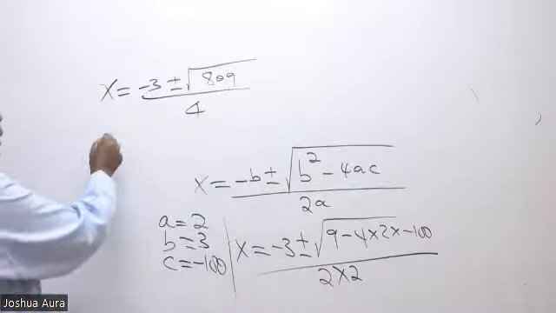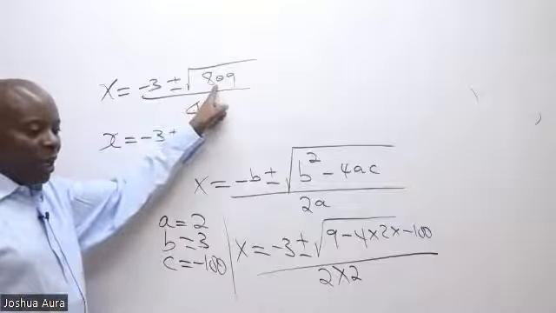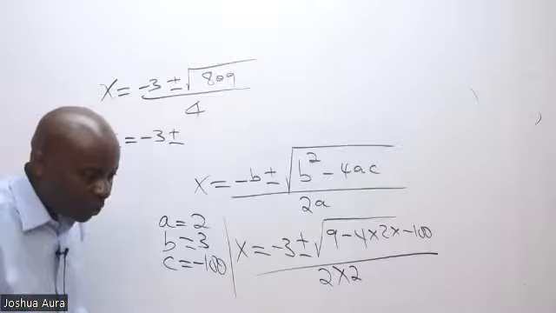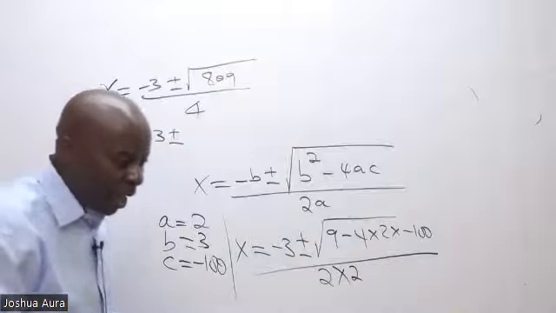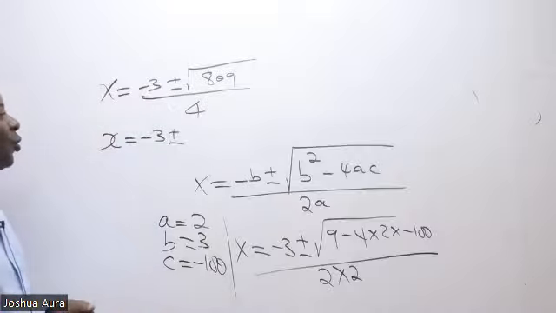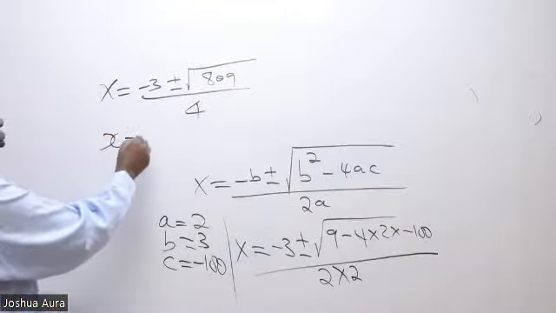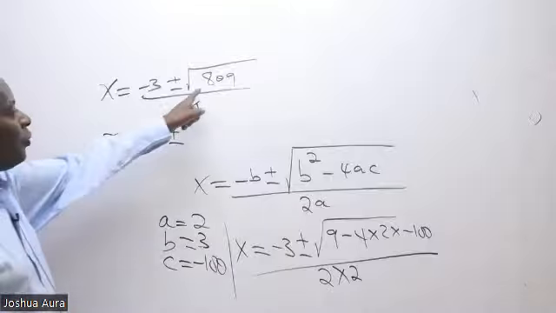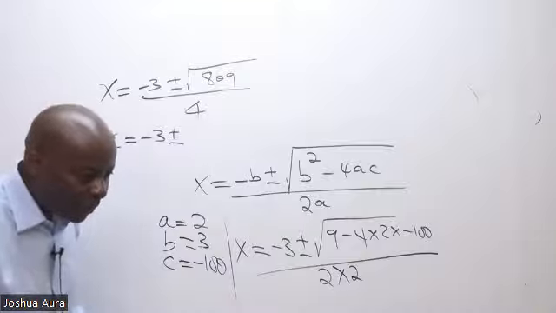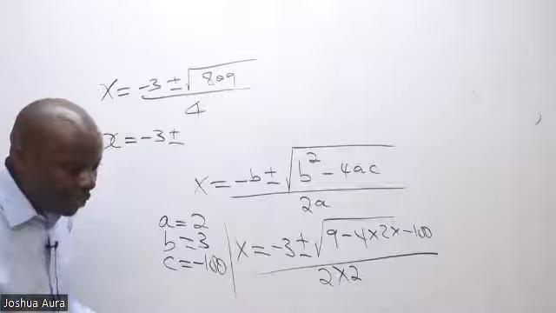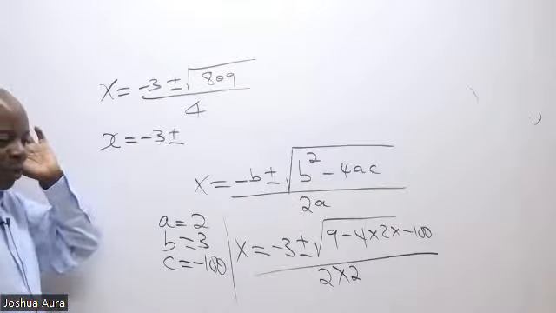Then we move slowly. Our x will be equal to minus 3 plus or minus the square root of 809. Could you kindly give me the square root of 809 in 2 decimal places? Is there somebody who has a good calculator there?